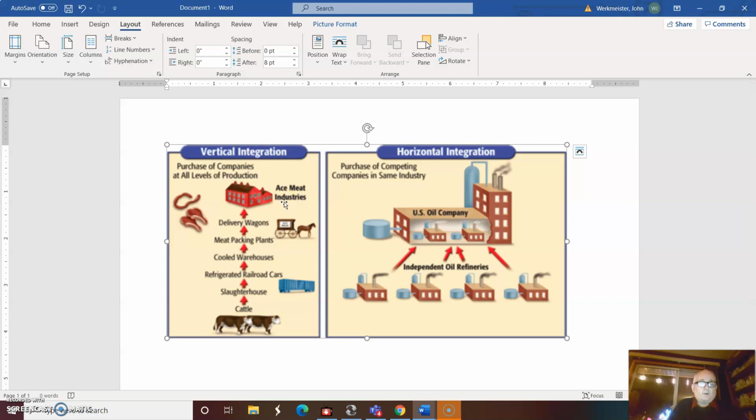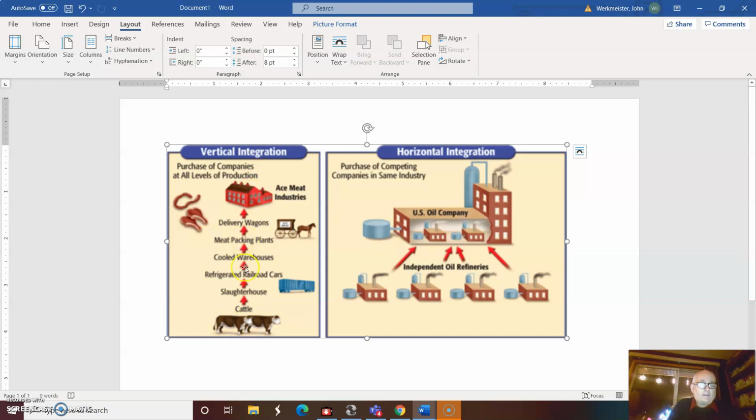But if you think about it, vertical consolidation in the meat industry means that, for example, Armour or any meat packing company has to take control first off of cows. That's where meat starts. Now the cows are taken to the slaughterhouse, and so they would have to own some slaughterhouses too. And then the refrigerated railroad cars that would take them to warehouses and meat packing plants and to delivery. That means that Armour or Swift or any company would have to own from the first step of production to the place where it's sold.